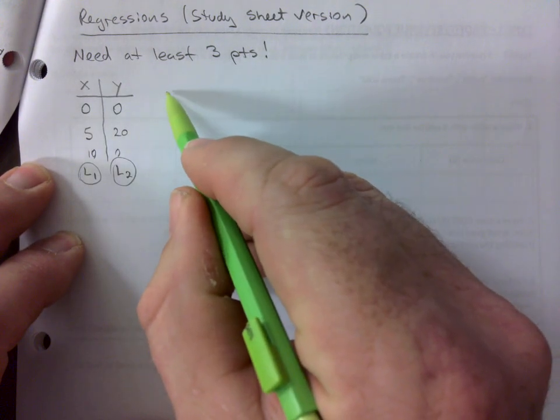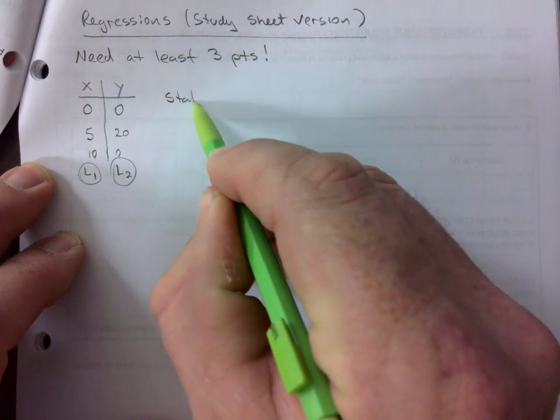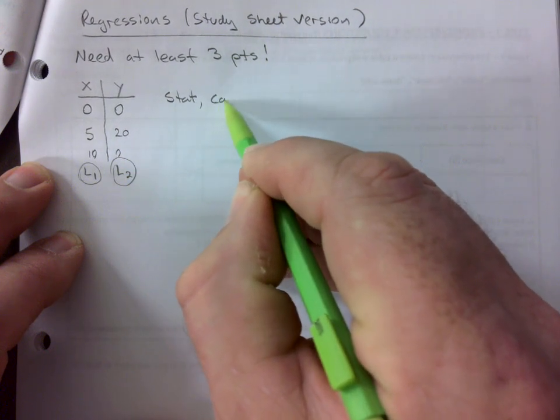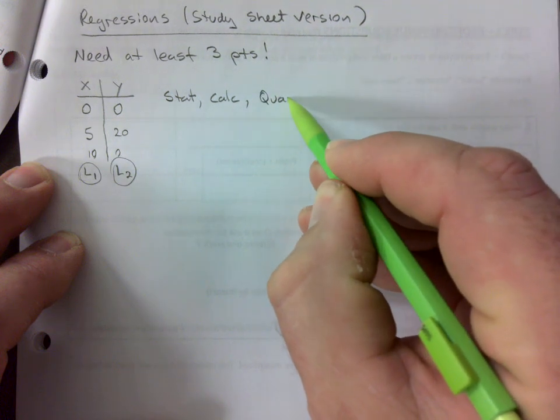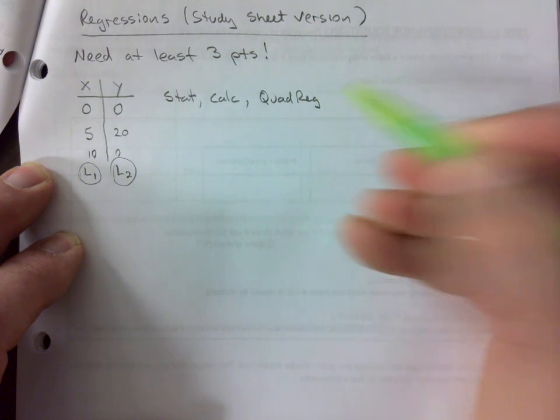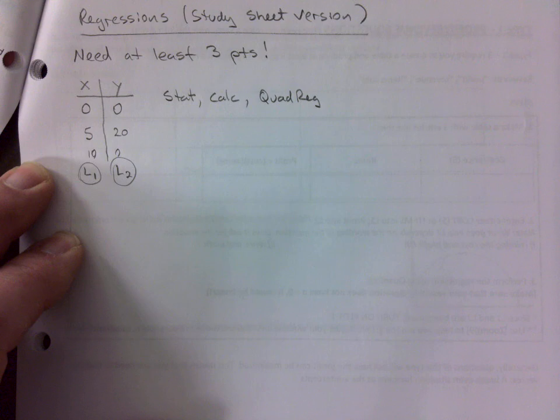Then you're going to press Stat, Calc. You're going to select Quadratic Regression. This year, all we do is quadratic regressions. Okay.